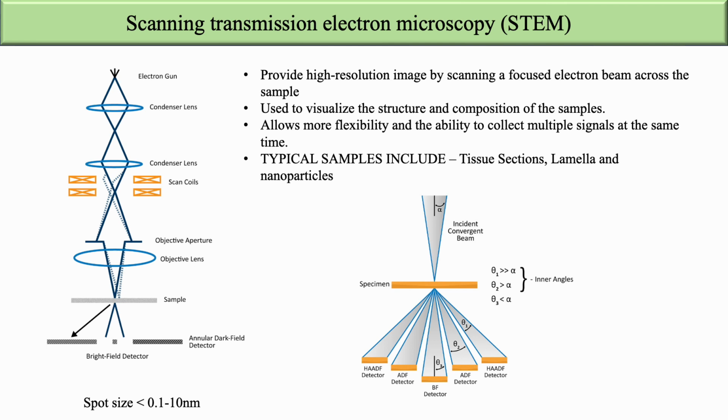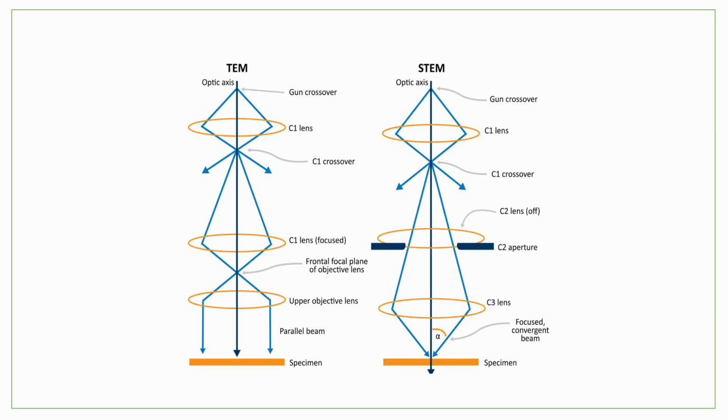Different kinds of detectors are used in the STEM technique, like bright field detectors, annular dark field detectors, and high angle annular dark field detectors, depending upon the scattering angle of the electrons. We can see that in TEM the specimen is illuminated by parallel beams, but in STEM the electron beam is converged or focused at one point on the specimen. So this is one major difference between TEM and STEM imaging techniques.